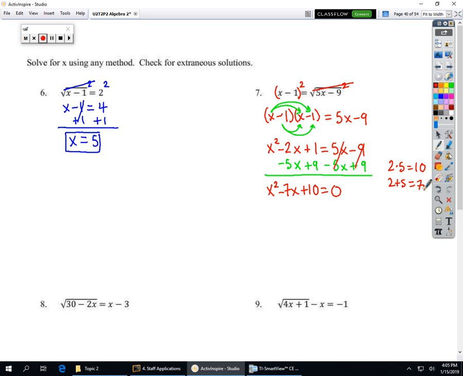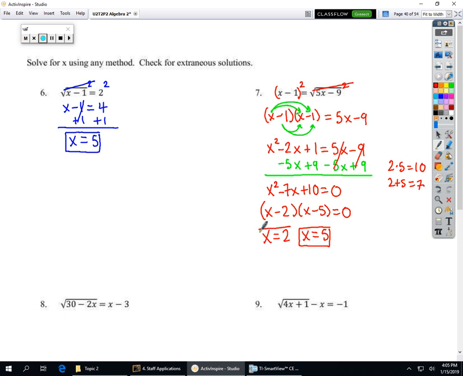However, I do want negative 7, meaning then 2 and 5 must both be negative. So let's factor this to x minus 2 and x minus 5 equals 0. The solutions are always the opposite, so x equals 2, x equals 5.